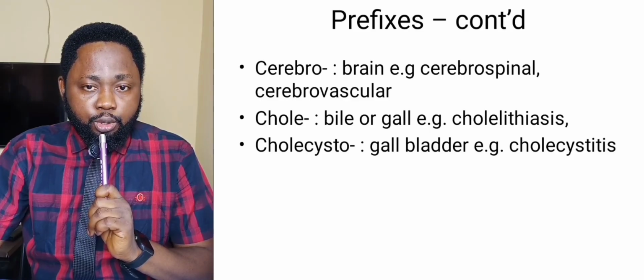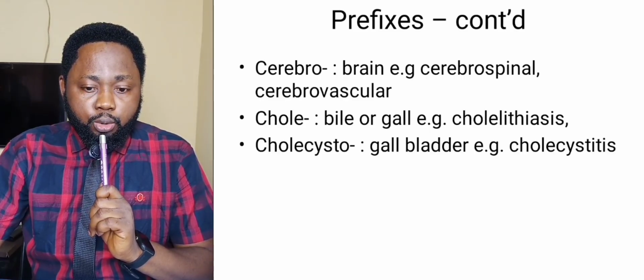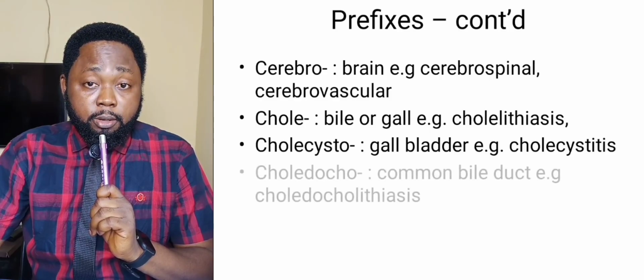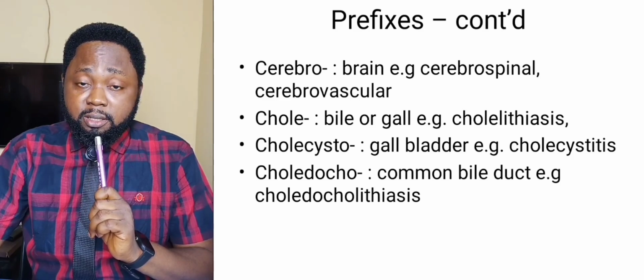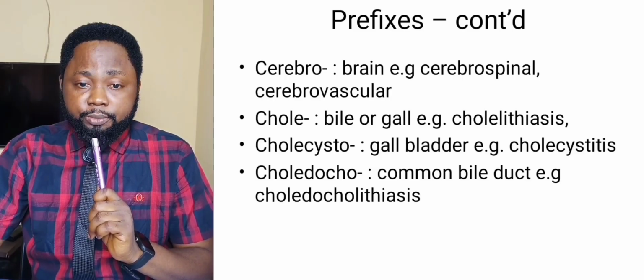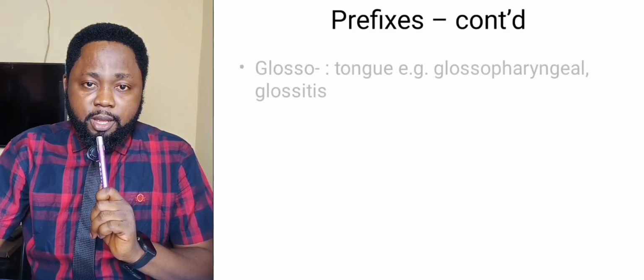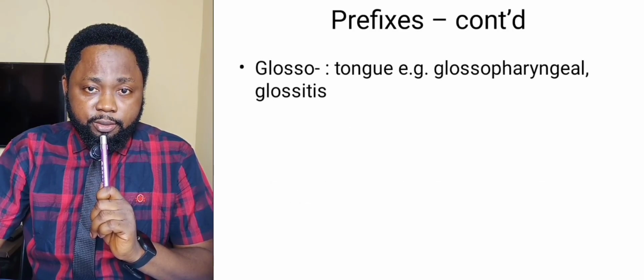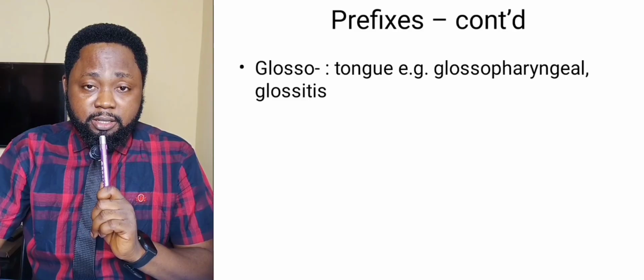Examples include cholecystitis, which is inflammation of the gallbladder. Choledocho refers to the common bile duct. Examples include choledocholithiasis, which is common bile duct stones. Glosso refers to tongue. Examples include glossopharyngeal, as in glossopharyngeal nerve. Glossitis means inflammation of the tongue.